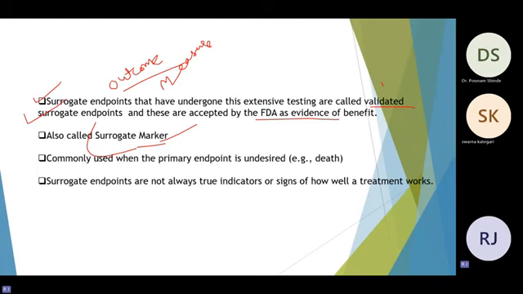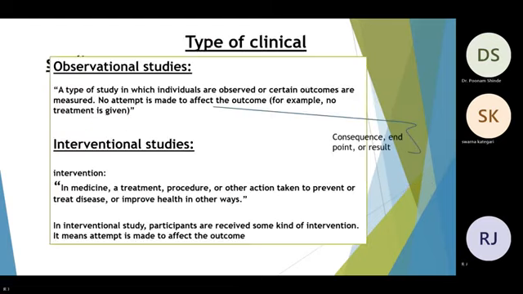So till now we have learned about discovery, preclinical, phase 1A, phase 1B, phase 2A, phase 2B, primary objective, primary endpoint, secondary objective, secondary endpoint, and surrogate endpoint. Now we'll see the classification of clinical studies. Mainly there are two types of clinical studies: observational studies and interventional studies. Whatever we have learned so far is regarding interventional studies.